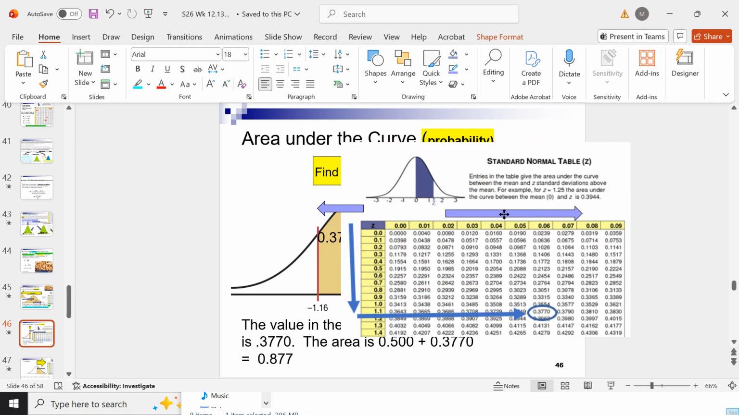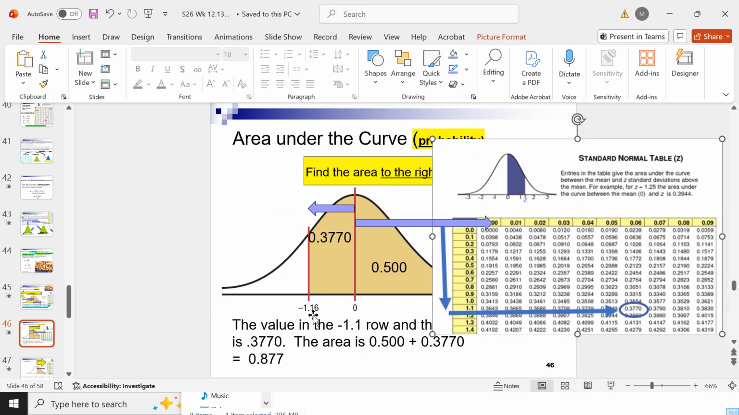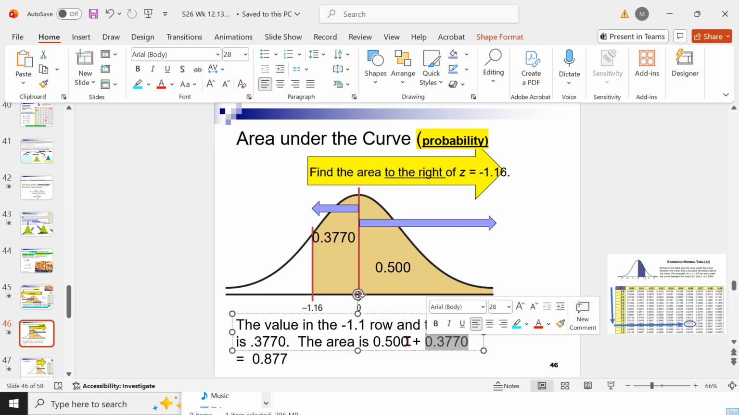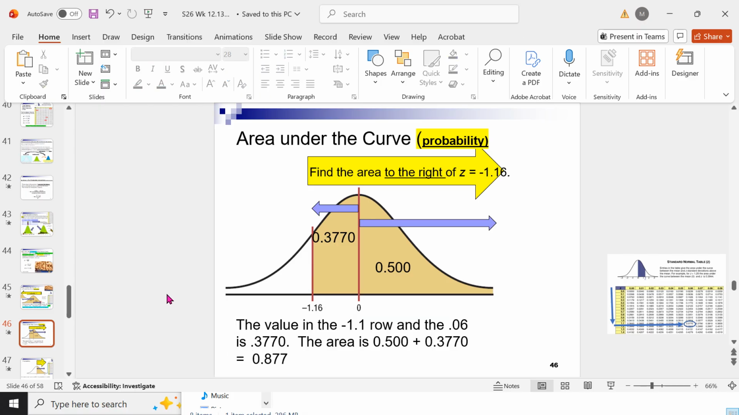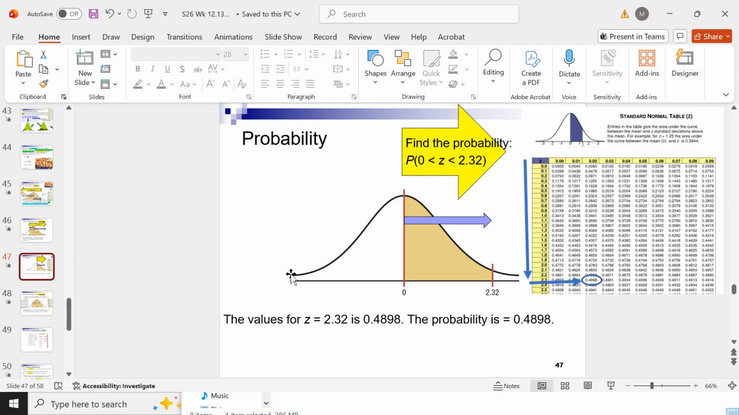Okay, so a Z-score of 1.16, because we do not measure the negative, is 37.7%. 37.7% plus 50%. The total area under the curve to the right of z equal to negative 1.16 is 87.7%. Try another one. This one here, probability again.